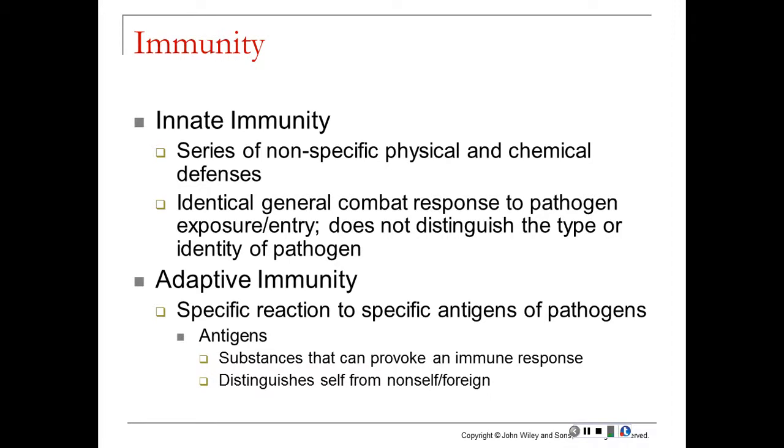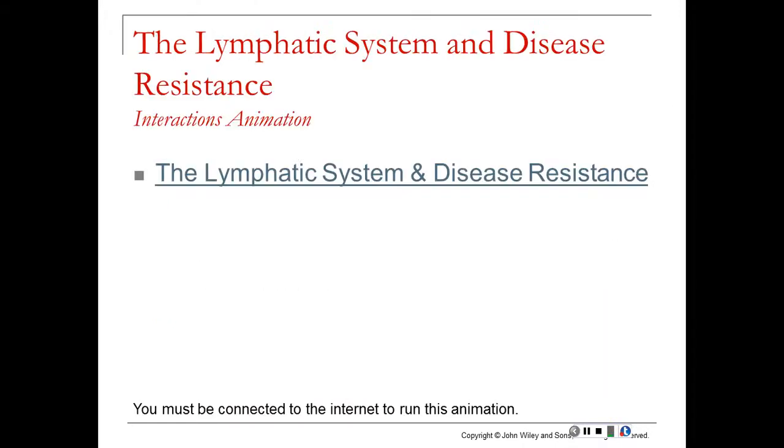Whereas adaptive immunity, this is where there's a specific reaction to a specific antigen of each individual pathogen that invades your body. Antigens are special substances that can provoke an immune response. We've mentioned antigens before when we talked about blood type. This is also going to help with distinguishing self from non-self, or self from foreign. So in other words, all of your body cells have a little name tag on them that say, "Hi, I belong here." And then the bacteria cells that come into your body have little name tags on them that say, "Hi, I'm trying to destroy you." Those are the antigens. So this animation here goes through the correspondence between the lymphatic system and disease resistance.